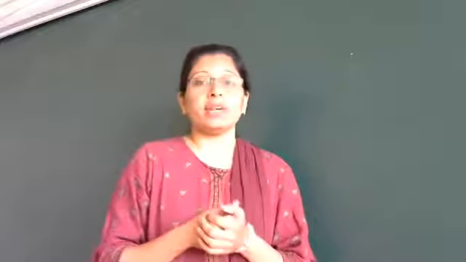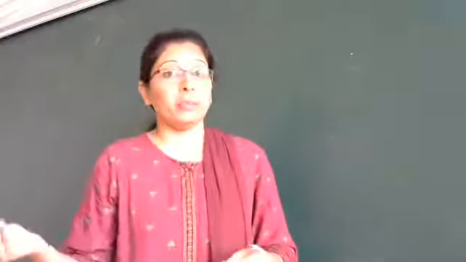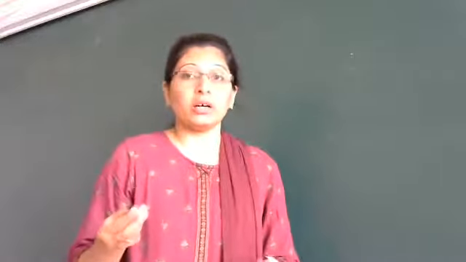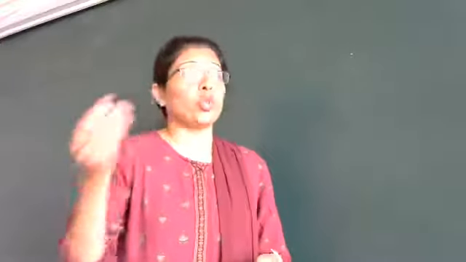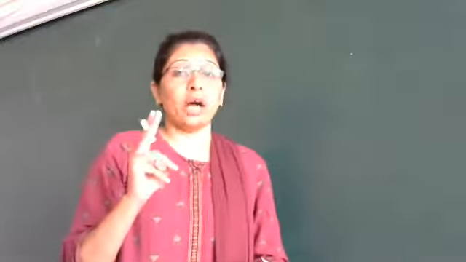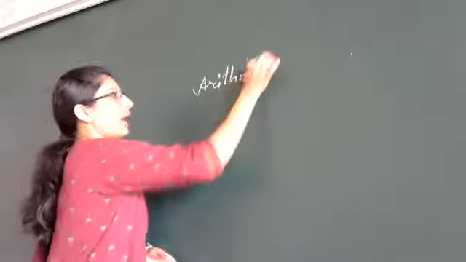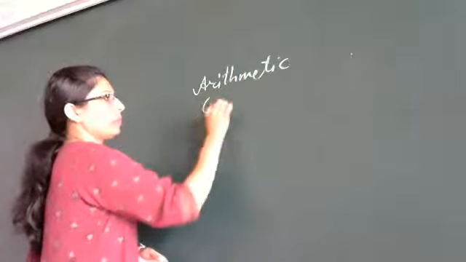And again, geometry sums, like finding area and finding about shapes. You also learned perimeter, circle, triangle, and solid shapes, 2D shapes, 3D shapes. So these are the two branches of math, that is arithmetic and geometry.